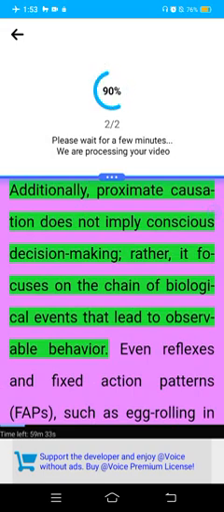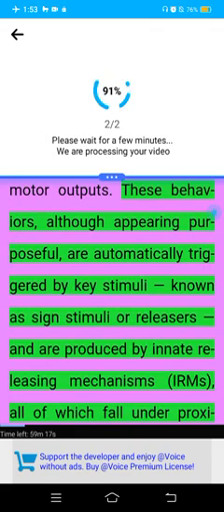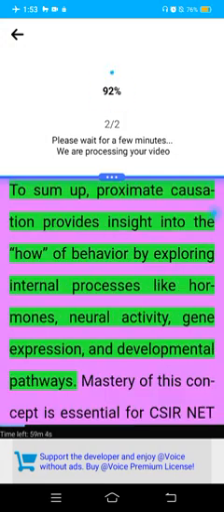Additionally, proximate causation does not imply conscious decision-making, rather, it focuses on the chain of biological events that lead to observable behavior. Even reflexes and fixed action patterns, FAPs, such as egg rolling in geese or escape responses in fish, are explained through neural circuit activation and motor outputs. These behaviors, although appearing purposeful, are automatically triggered by key stimuli, known as sign stimuli or releasers, and are produced by innate releasing mechanisms, IRMs, all of which fall under proximate causation.